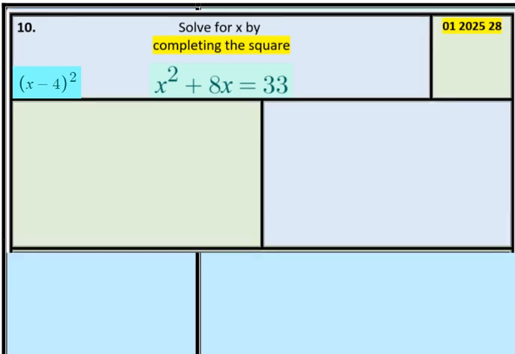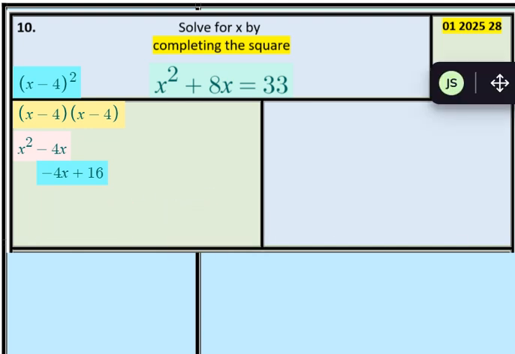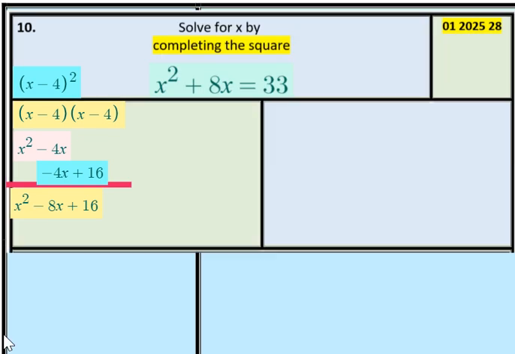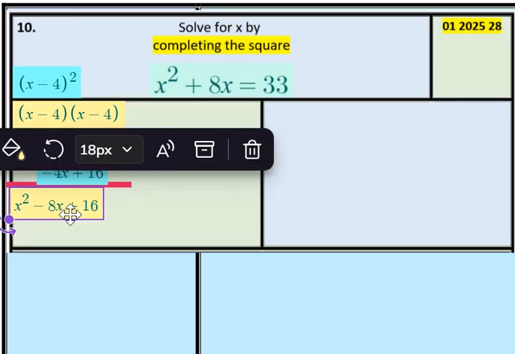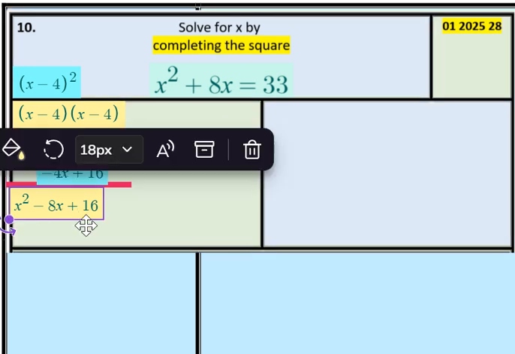So if I take x minus 4 times x minus 4 and distribute, I get x squared minus 4x, negative 4x plus 16, and I bring in my CLT line. My result is x squared minus 8x plus 16. So now I wrote the left-hand side of my equation as a perfect square trinomial.